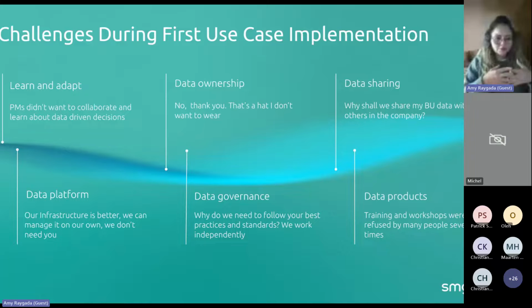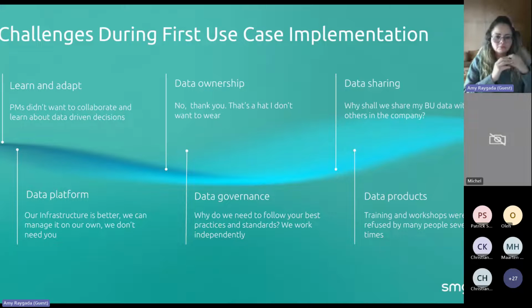Also in the data governance, why do we need to follow your best practices? Why do we need to follow the standards? We work independently. So we created a data governance council, including the data directors of these business units. And they also were reluctant to adopt or use this stuff.